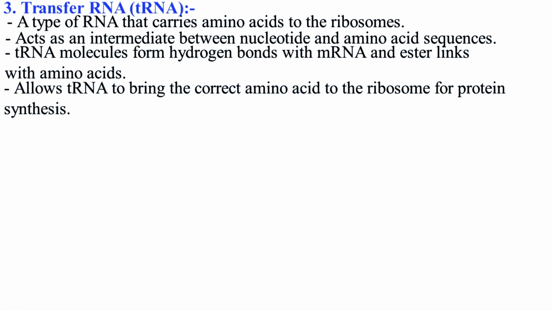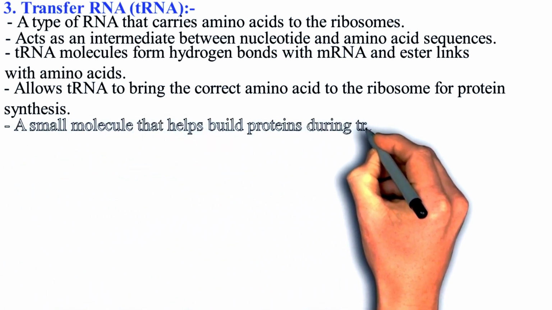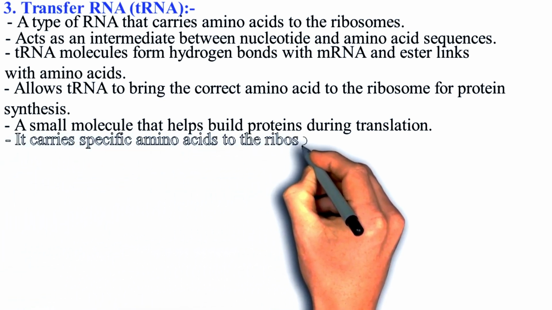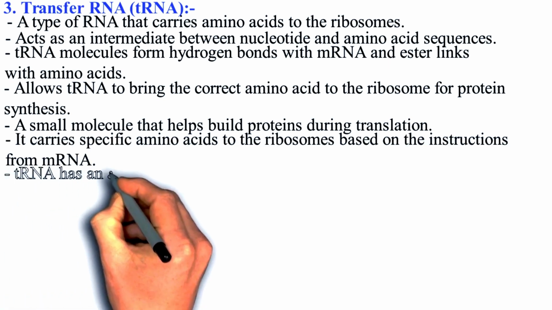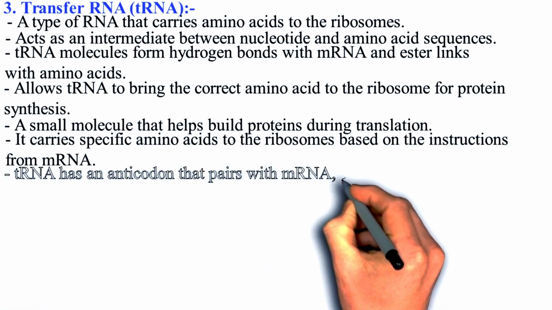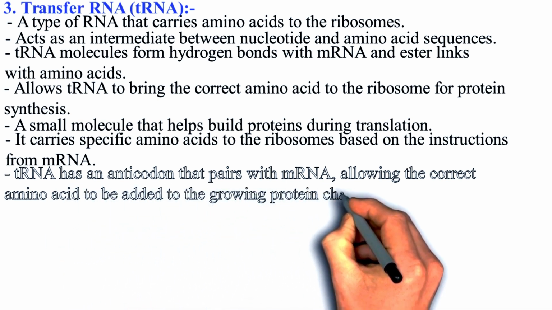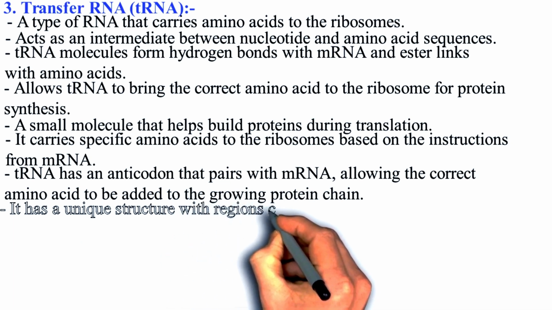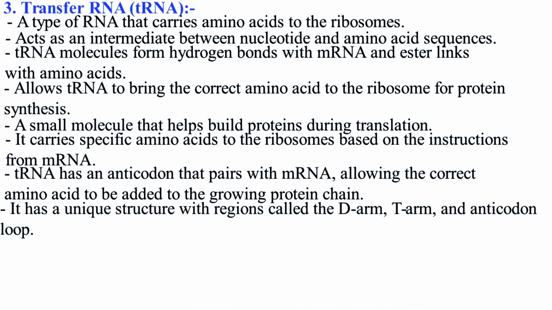tRNA, or transfer RNA, is a small molecule that helps to build proteins during translation. It carries specific amino acids to the ribosomes based on the instructions from mRNA. tRNA has an anticodon that pairs with mRNA, allowing the correct amino acid to be added to the growing protein chain. It has a unique structure with regions called the D-arm, T-arm, and anticodon loop.